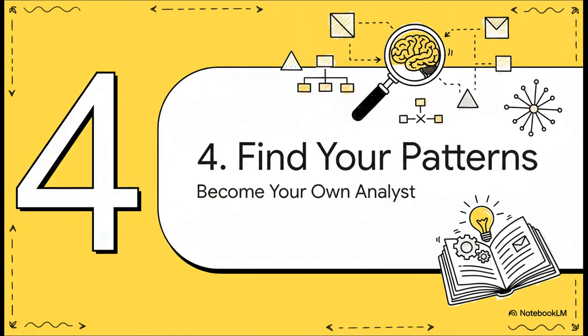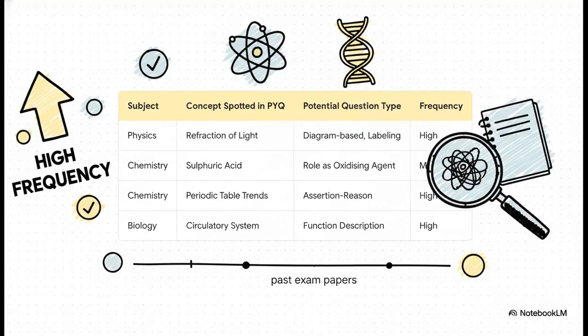You don't need me to do this for you. I'm going to show you how you can become an analyst of your own syllabus and create your own personalized study tool. And this shows just how simple it can be. You can create a table just like this. For each subject, you write down the concept, the question type, and how often it pops up. For example, our analysis of 15 years of papers shows that refraction, periodic table trends, and the circulatory system are always high-frequency topics. By building your own tracker, you discover these patterns for yourself.